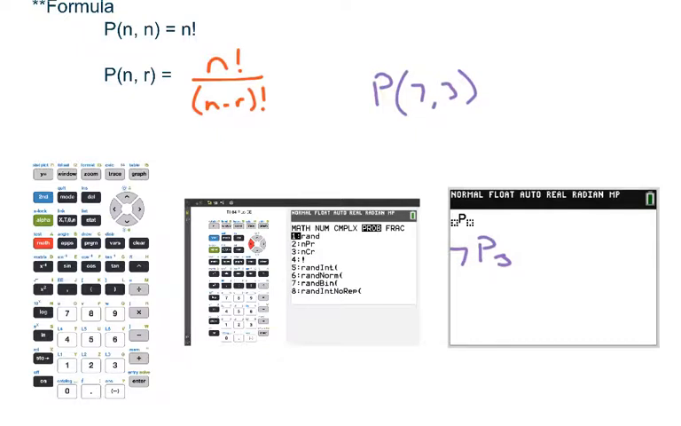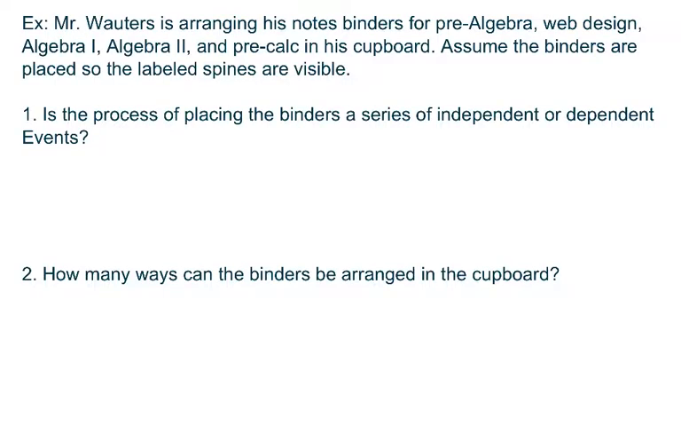You're going to be able to use calculators on a quiz or test or assignment, so if you can remember the formula, great, but if you remember how to type in the calculator, that'll be good enough. So let's try an example here with permutations. Mr. Waters is arranging his notes binders for pre-algebra, web design, algebra 1, algebra 2, and pre-calc in his cupboard. Assume the binders are placed so the labeled spines are visible.